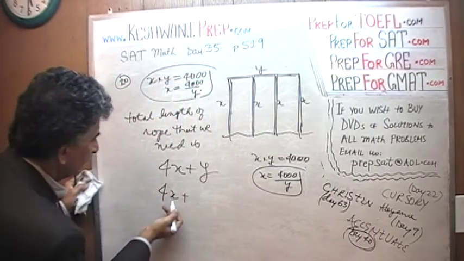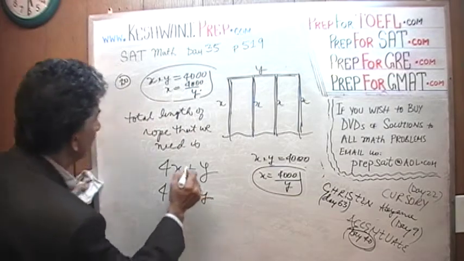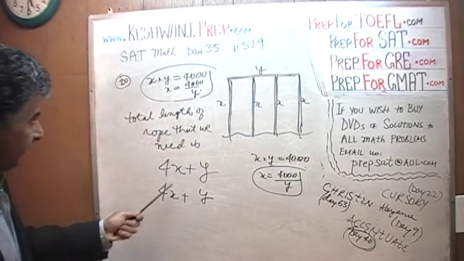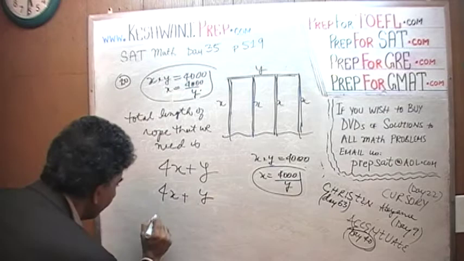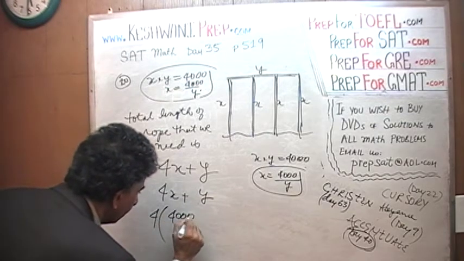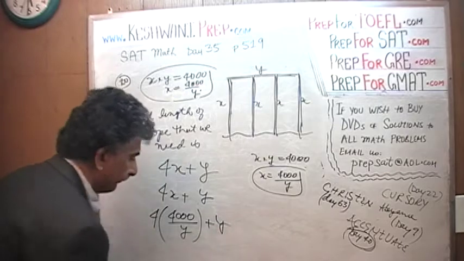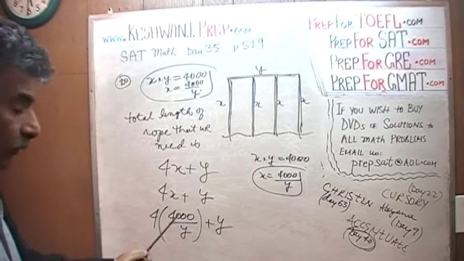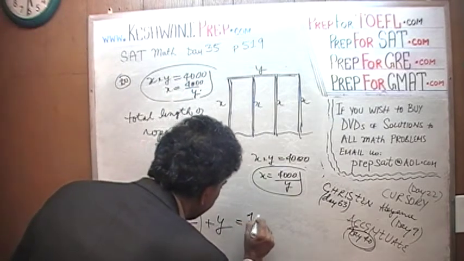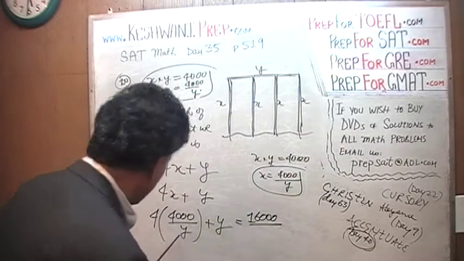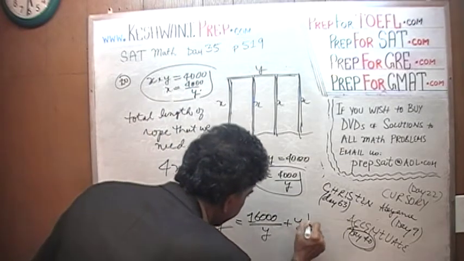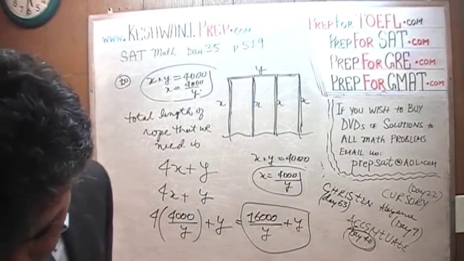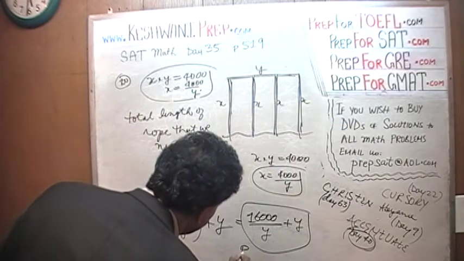That's it. So here's your 4x and here's your y. Now x equals 4,000 over y. We put it in here. We replace the x with 4,000 over y. So it's 4 times 4,000 over y plus y. And of course, 4 times 4,000 is 16,000 over y plus y. That's your answer. That's it, 16,000 over y plus y. Whatever that answer is, that's answer choice B.